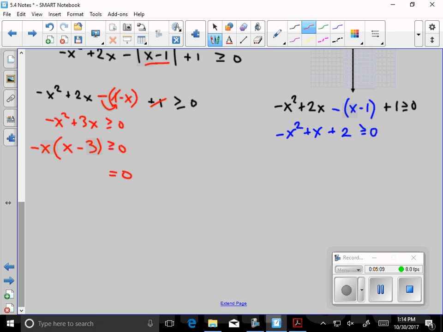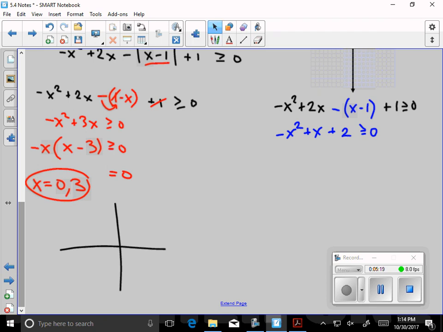At what two values? X equals 0 and 3. Okay, so I've got some idea of what this one would look like, right? I know at 0 and at 3. Would that parabola open up or down? Down.